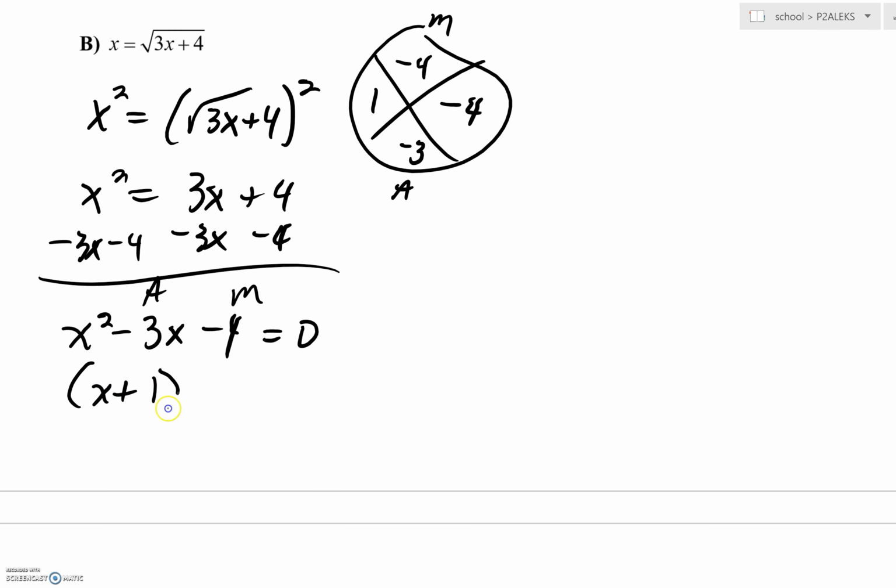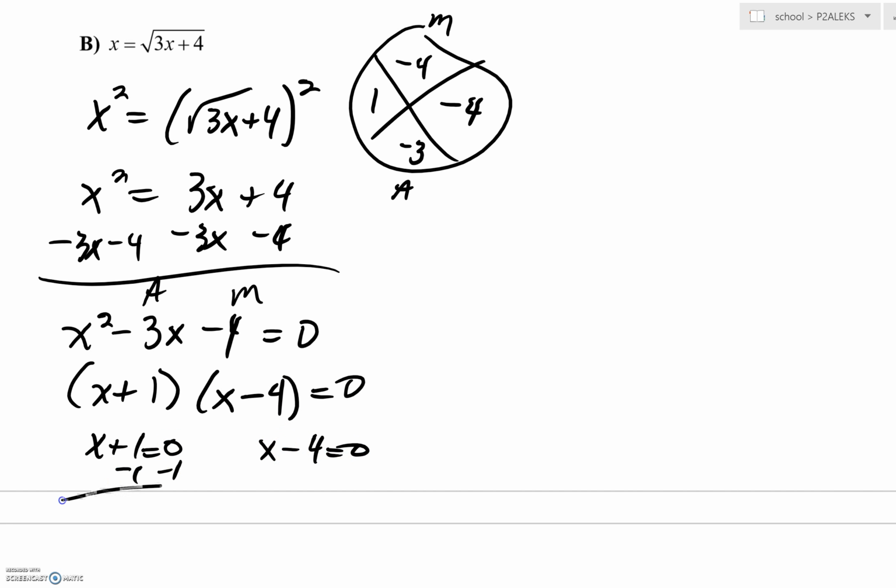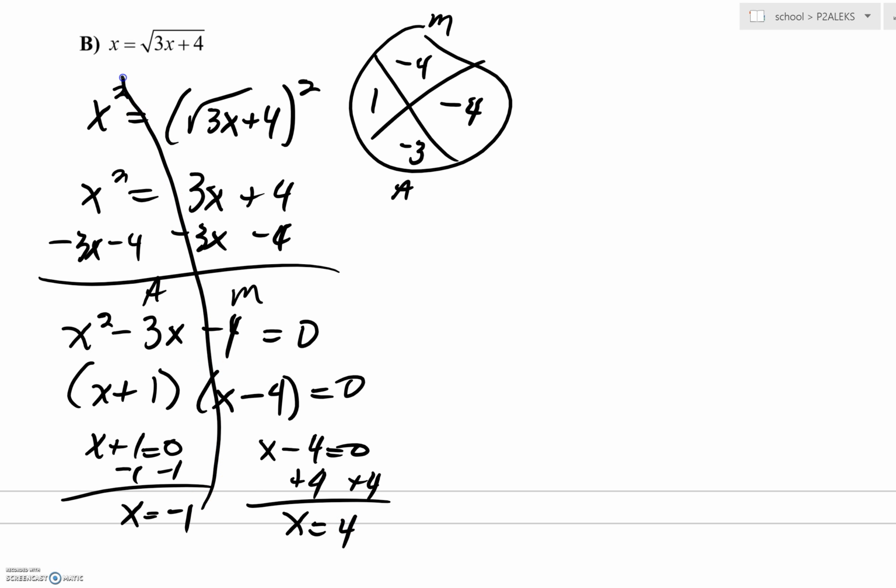So we've got x plus 1. We've got x minus 4. Set both of those equal to 0. And it only takes you a moment to get x equals negative 1. Here you add a 4, you're going to get x equals 4. Guys, if you're on your toes, you're going to know that negative 1 is going to get you into trouble.